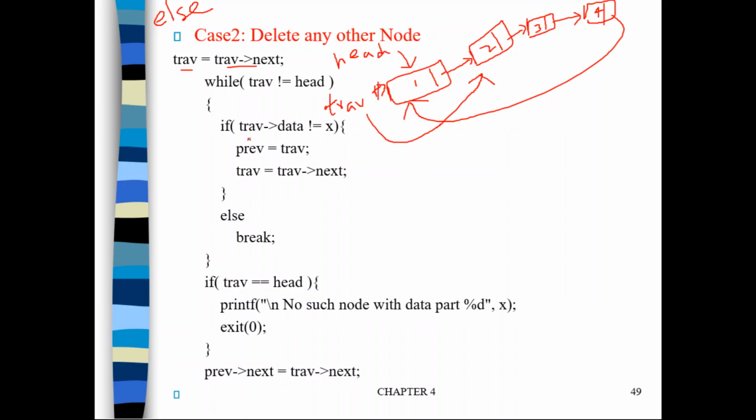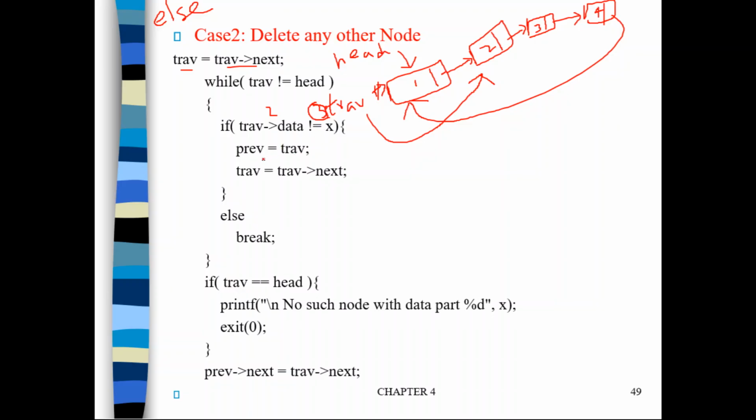Then what we do, if traverse arrow data not equal to x, what is x? X is 3. 3 is the one we want to delete. The node with data point 3, that is what we want to delete. So is traverse arrow data 3? No, it is 2. So yes, it is not equal to x. So true. So what we do?